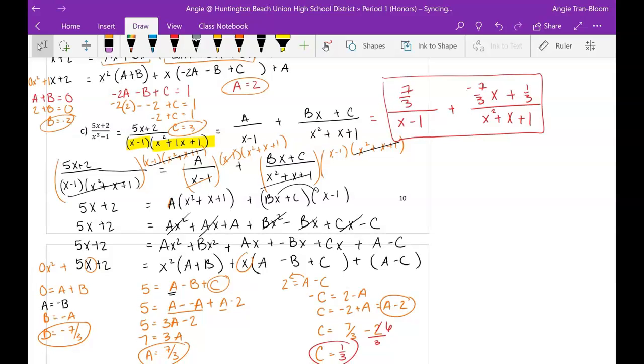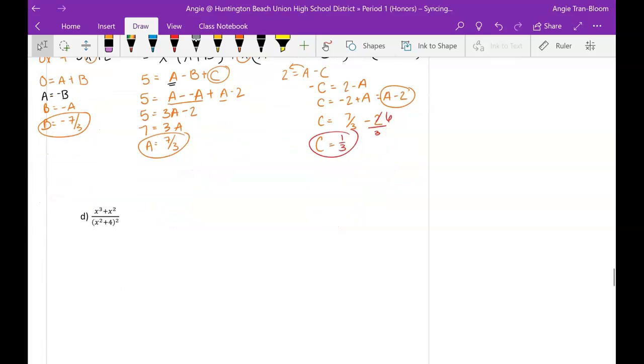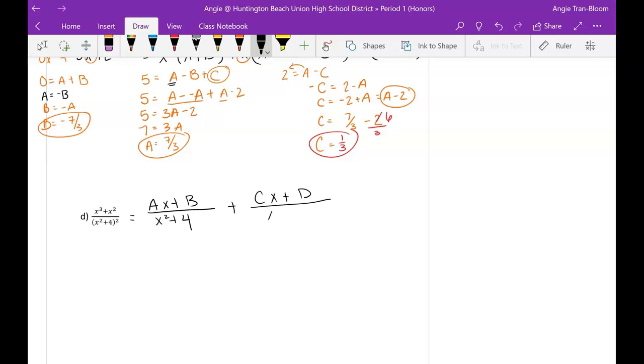All right, we have one last one. Okay, this is probably repeating quadratic, right? We have to give you an example of all the cases. So since the bottom is already factored, I don't need to worry about it. I don't have to factor the top. I'm gonna leave the top alone. So the formula for repeating quadratic is ax plus b over the first one, which is x squared plus 4, plus cx plus d over x squared plus 4, and then quantity.